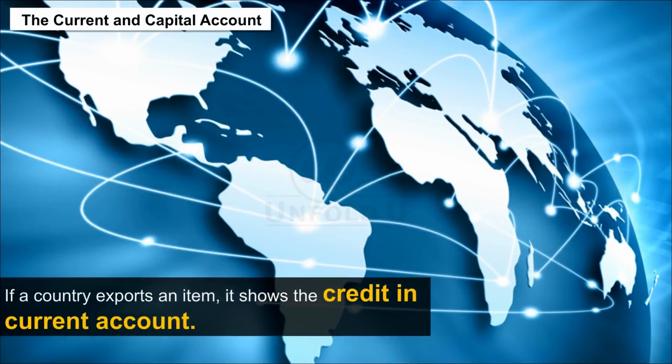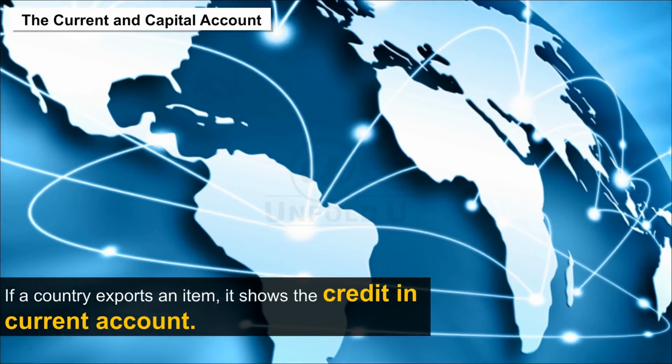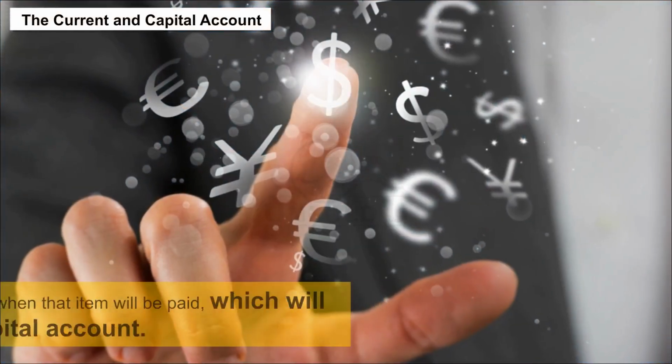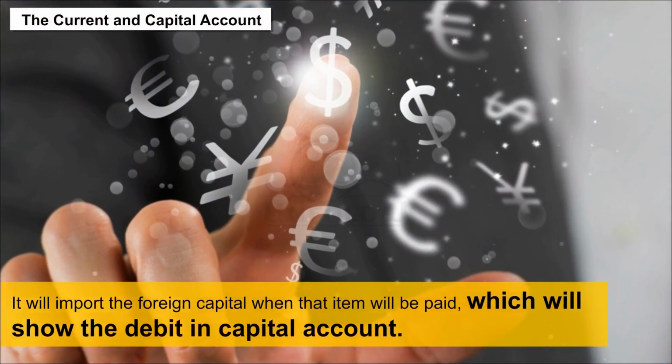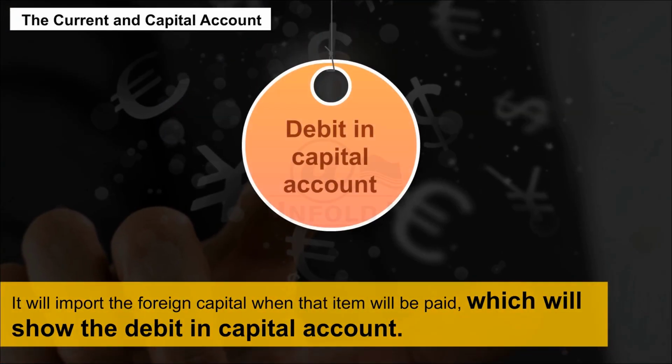If a country exports an item, it shows a credit in the current account. But on the other side, it will import foreign capital when that item is paid for, which will show a debit in the capital account.